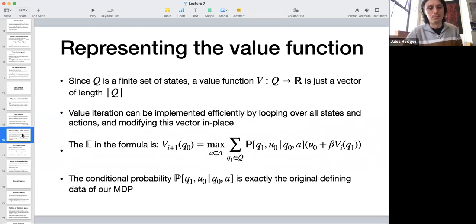Okay, so that's the mathematical version, but we can also go towards implementation of this by noticing that Q is just a finite set of states, and so we can represent any value function, which is a function from states to real numbers, as just a vector. It's a vector of real numbers whose length is the number of states. So if we have 5 states, then this is a vector of length 5.